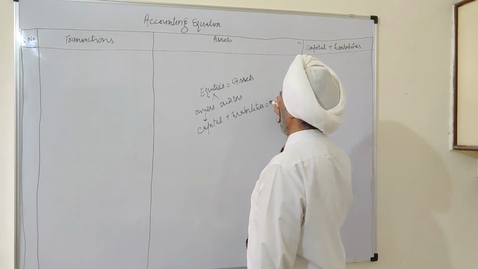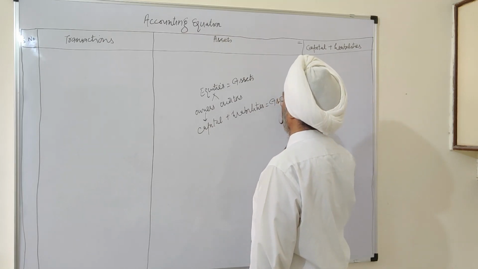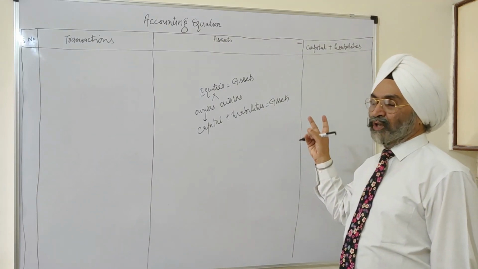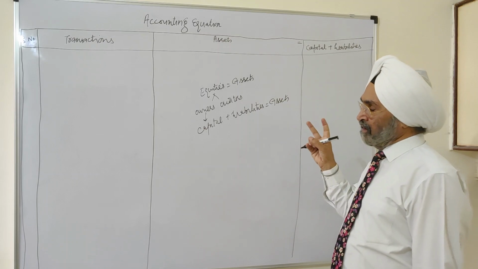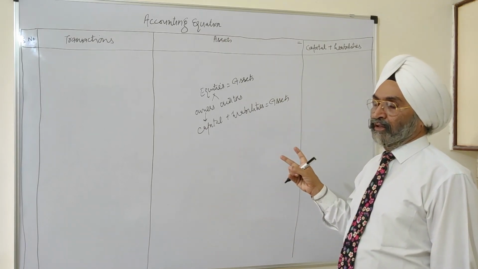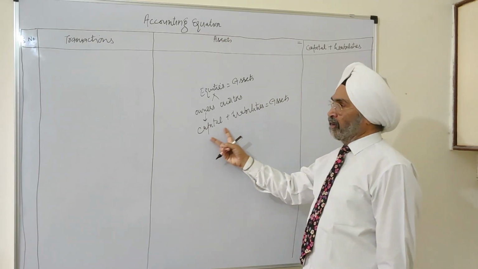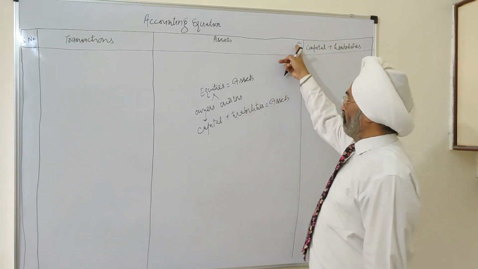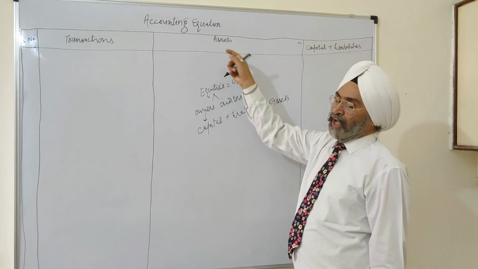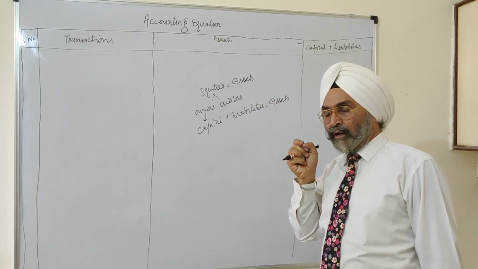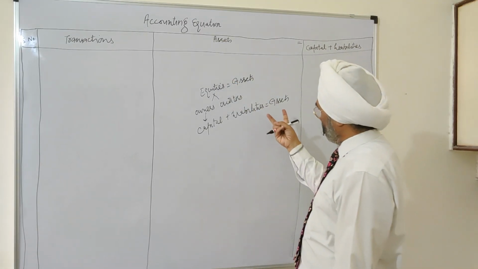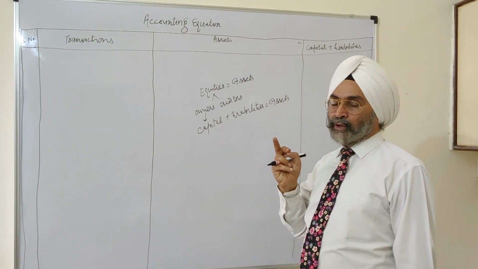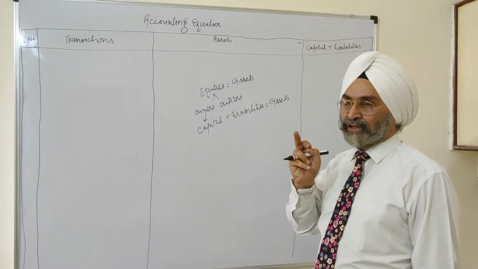So capital plus liabilities is equal to assets. This is our accounting equation. In each and every transaction, you will find this to be equal. Capital plus liabilities will be equivalent to assets. This will work in all the situations. These two will always be equal because of our double entry system.